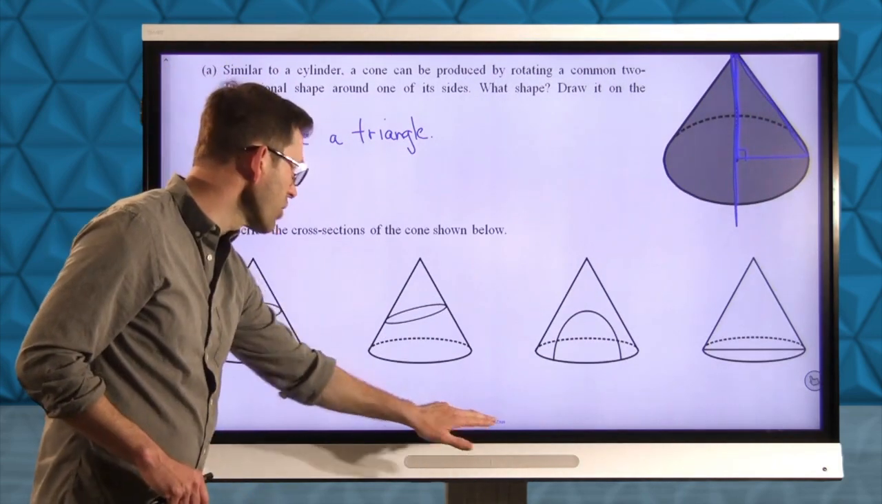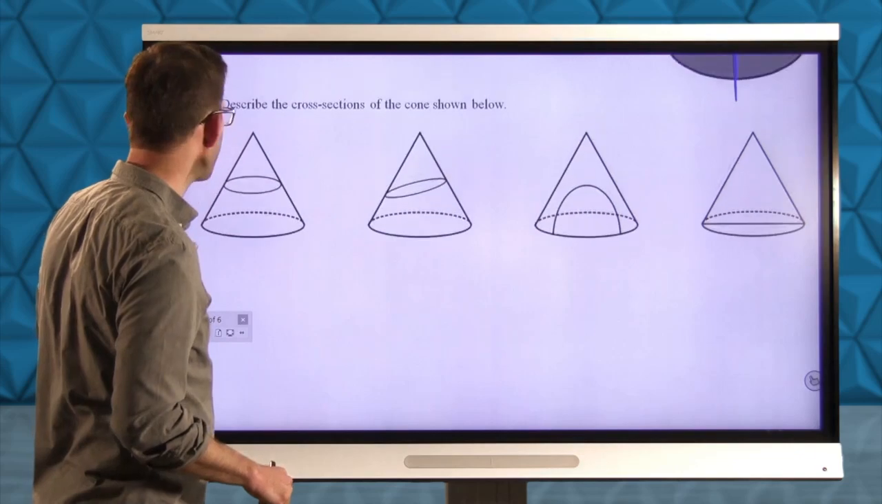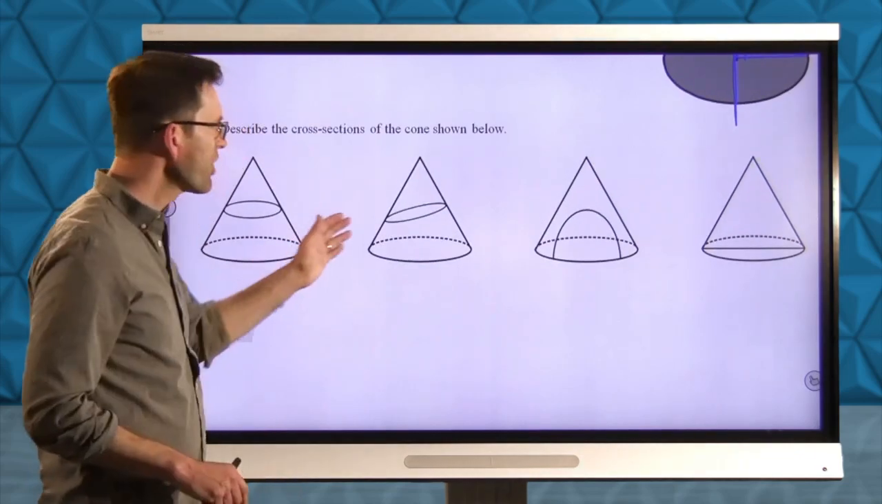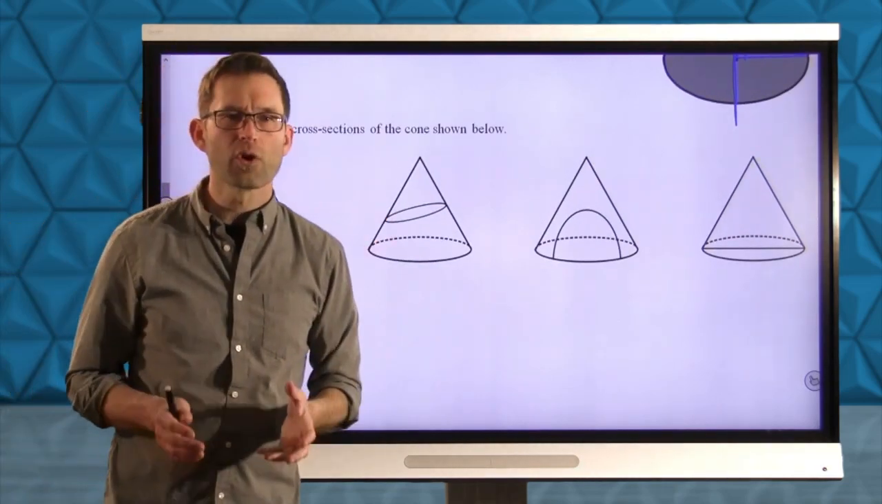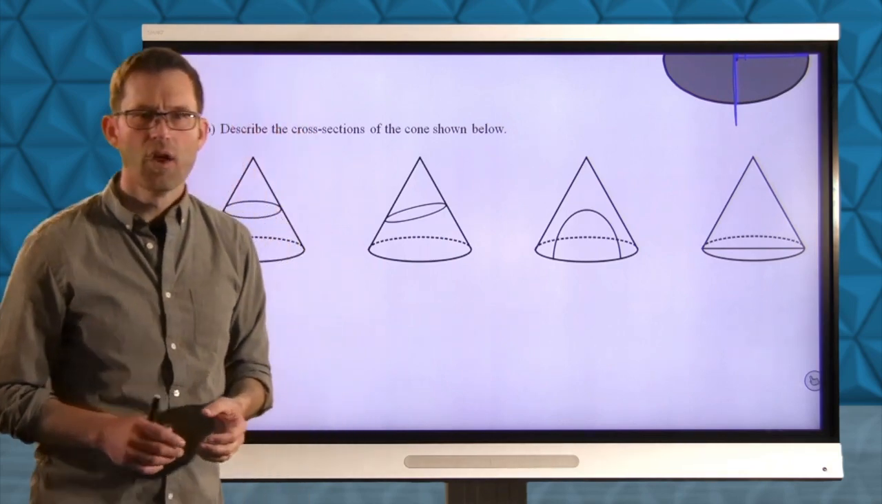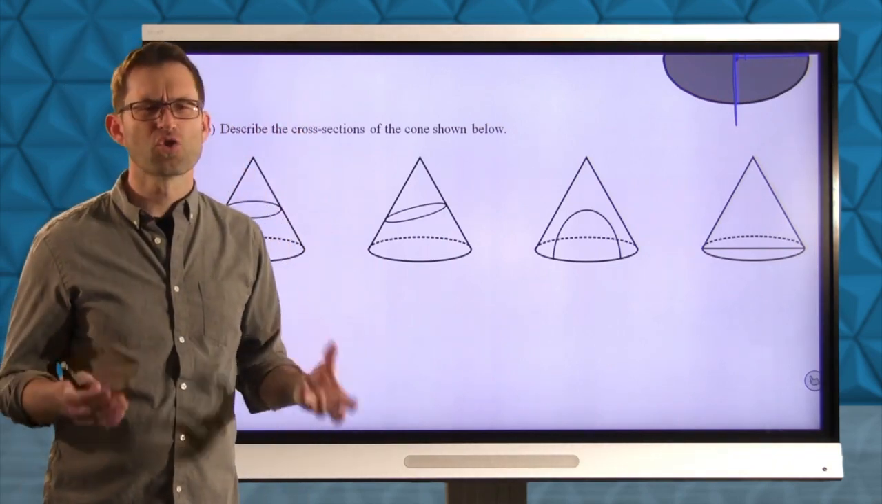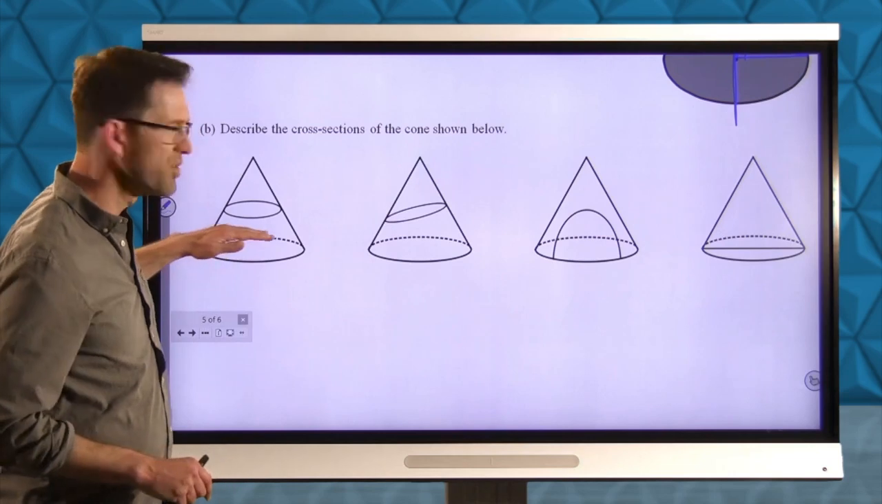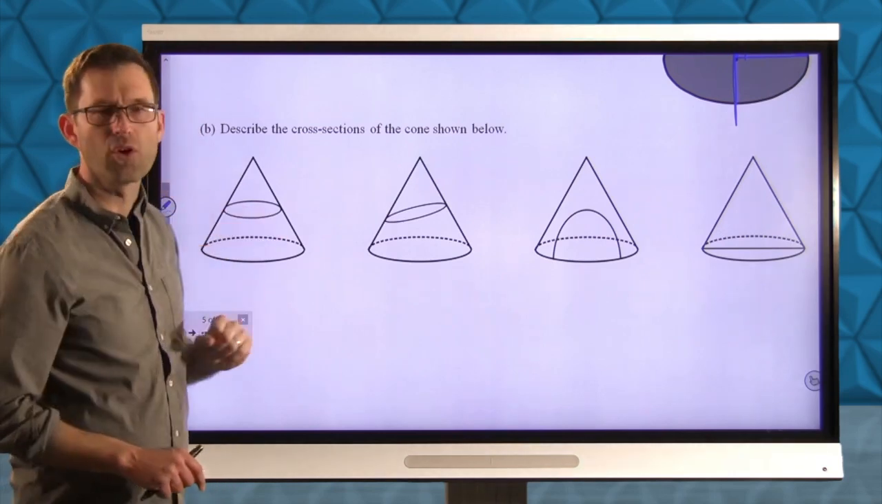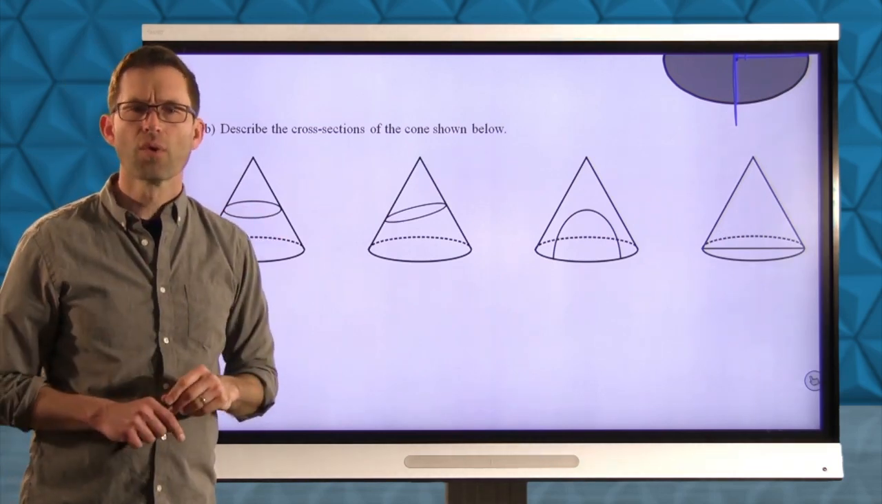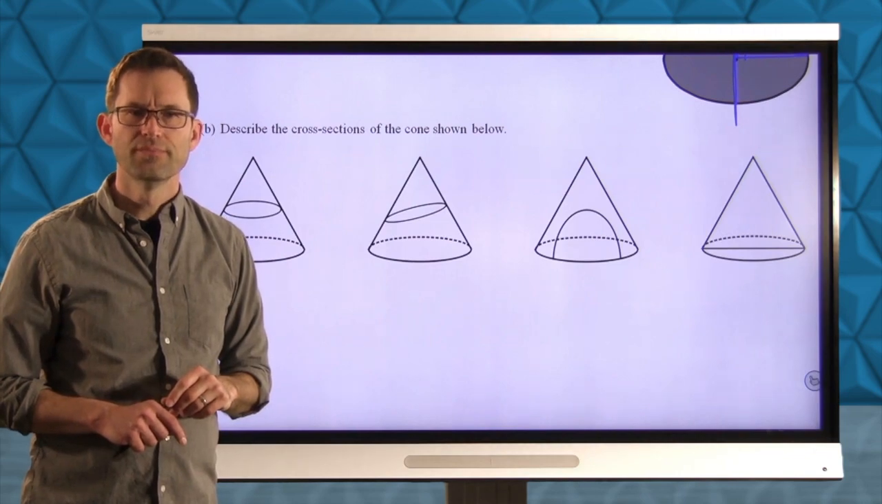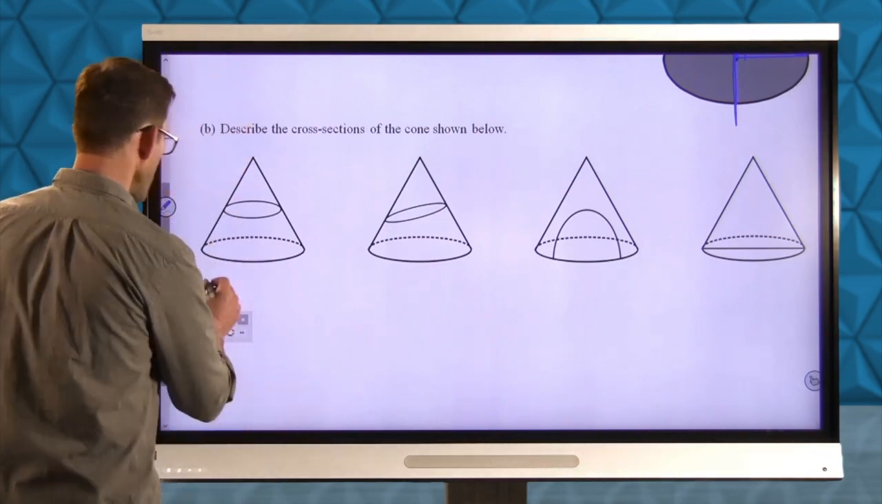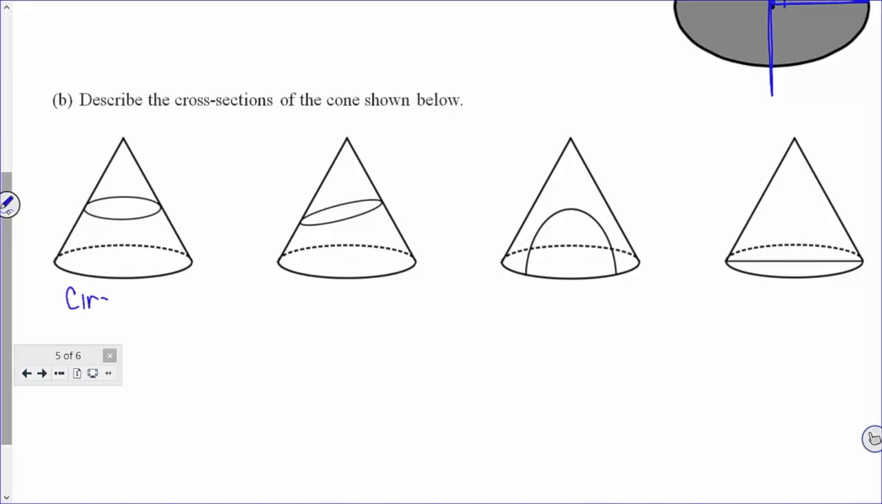In fact, the last little portion, what we're going to do is just talk about what we see. So here I've got a cone, and I've got 4 different cross sections of the cone, right? And all I want us to do is kind of describe them. So in this case, what I've done is I've taken the cone and I've sliced it horizontally. And what is that horizontal cross section? Well, it's circular. Or it's a circle, right?